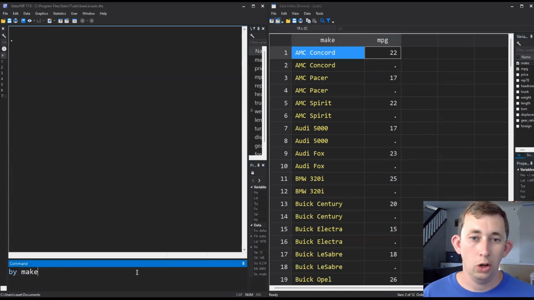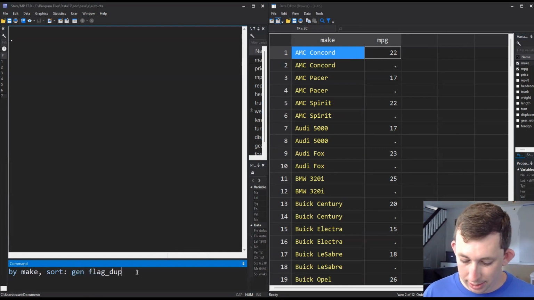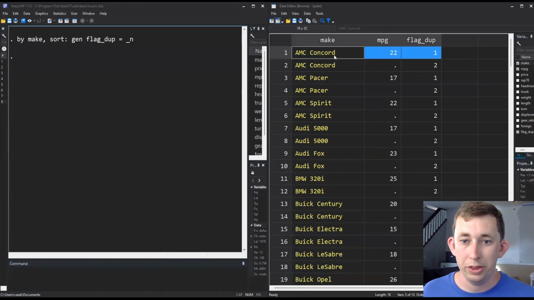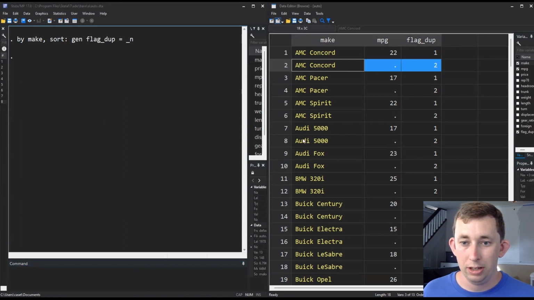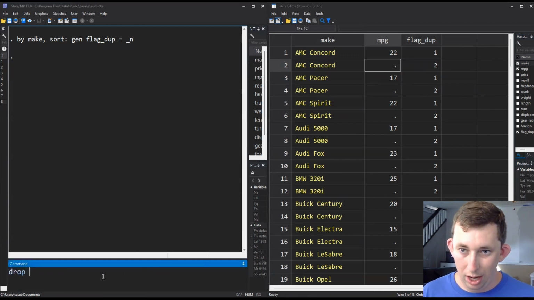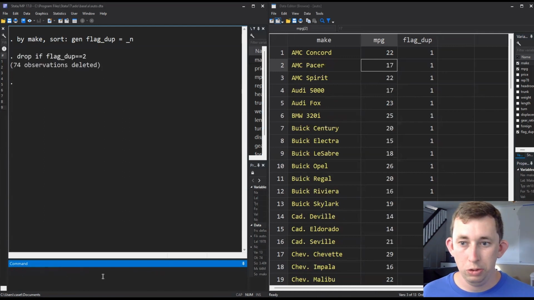So what I'm going to do is, by make, I'm going to go ahead and sort, and then I'm going to gen flag_dup equal to underscore n. Now underscore n is the relative row number. So this is the first row with the Concord, and this is the second row with the Concord. Now notice that because I've sorted it, the miles per gallon is in the second row, which means that I can just say drop if flag_dup is equal to 2. And now I have dropped the duplicates from the data.